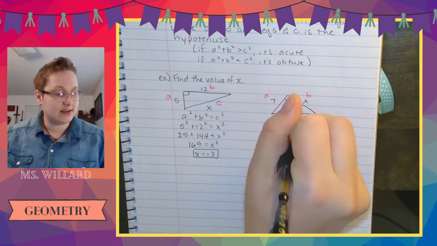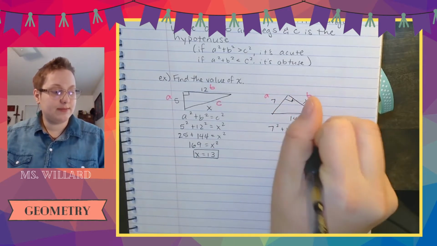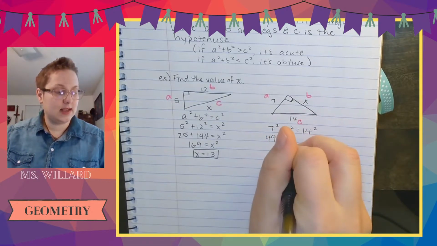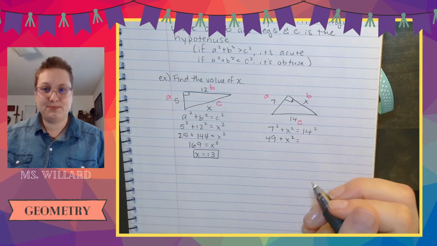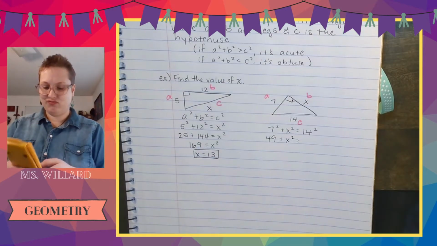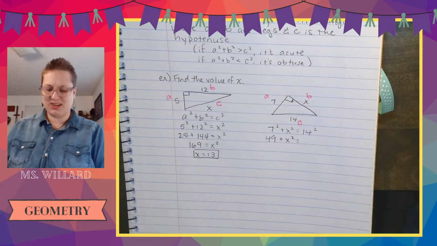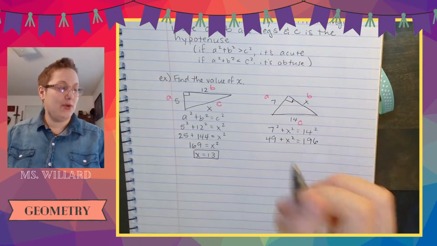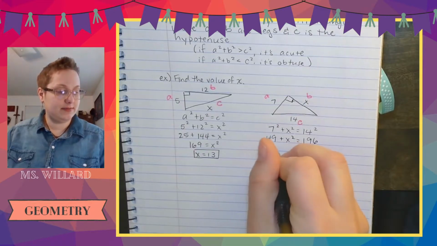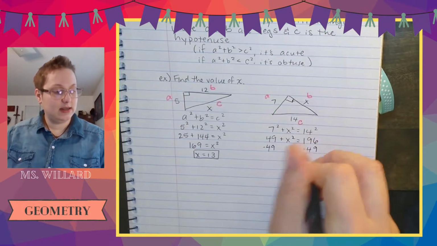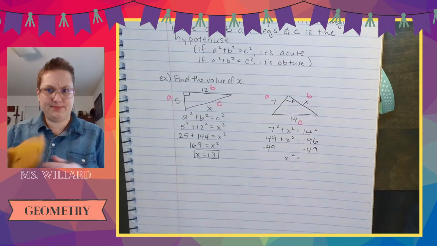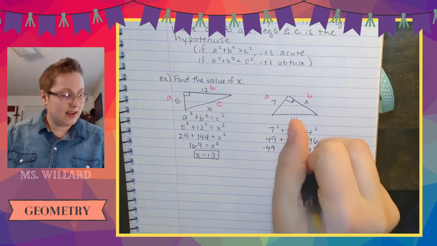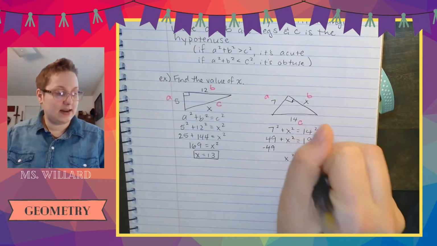7 squared plus x squared equals 14 squared. Well, 7 squared is 49. And then 14 squared is 196, obviously. I didn't know that. Then I subtract 49 over here because I want x to be alone. So I have x squared equals 147. Now I know, because I'm a math teacher, that's not a nice square number.